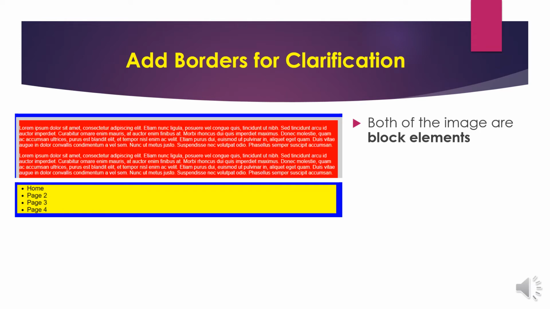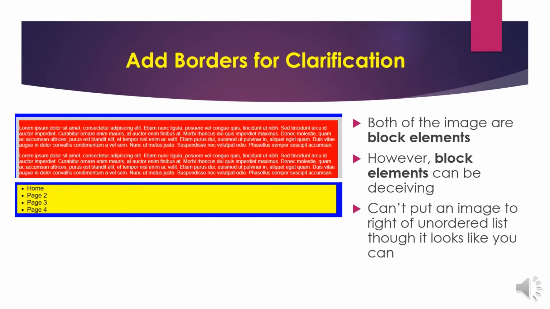If we compare the paragraph tag with the unordered list tag, you're going to see that these both are really block elements. The paragraph tag has text running from the left margin to the right margin. However, the unordered list does not. It only has so much text. But just because the text doesn't extend across the page does not mean it's not a block element. Block elements can be deceiving in this regard.